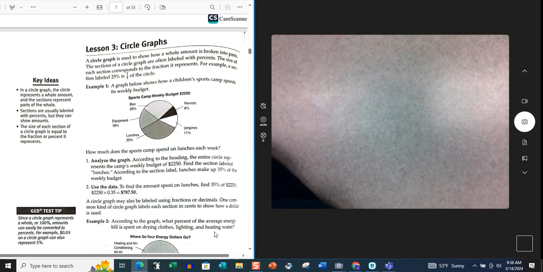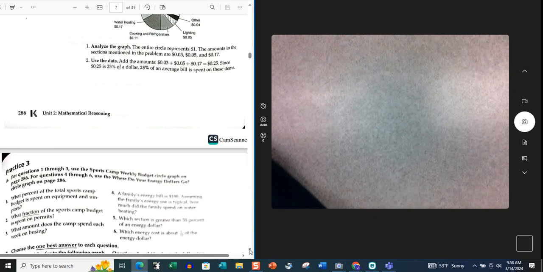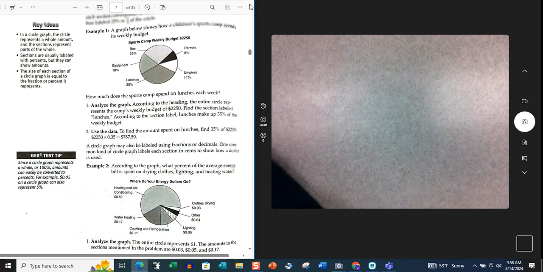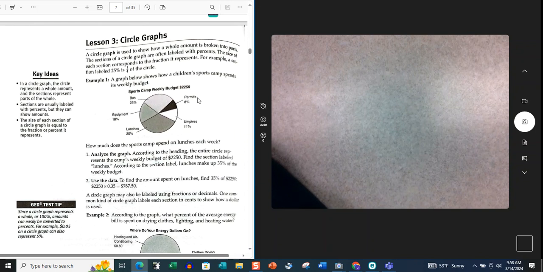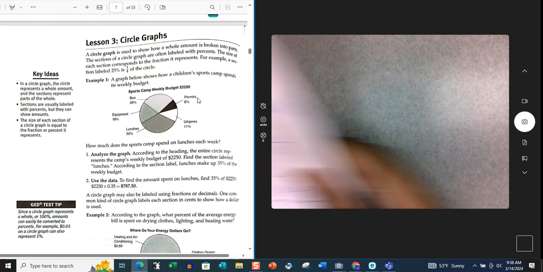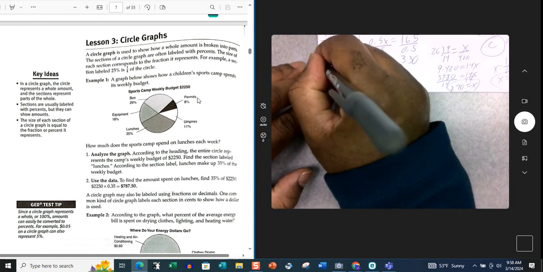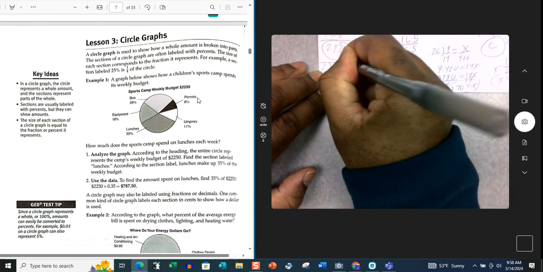Okay, now we scroll back down here. It says, what fraction of the sports camp budget is spent on permits? So they want the fraction of the sports camp budget is spent on permits. So we go here to permits, which is 8%. So number 2 is 8%.